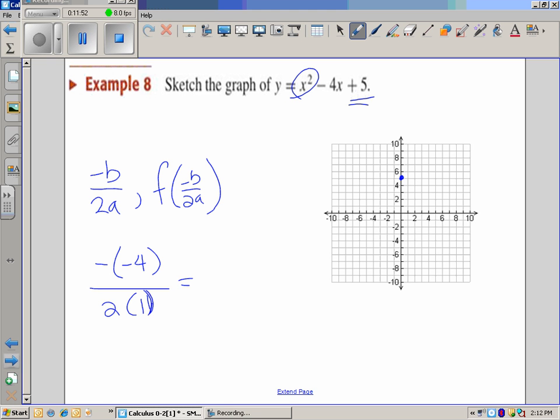And when I do that, I'm going to get 4 over 2, which is 2. And now I want to plug in 2. So 2 squared, minus 8, and 4 plus 5 is 9, minus 8 is 1. So my vertex is at (2, 1). I want to use my algebra cheat to go over 2 at 5 and complete my parabola.